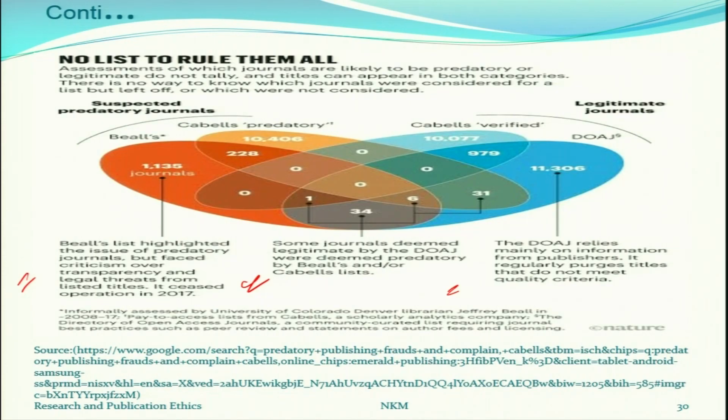Still, identifying some predatory journals is really difficult. Assessment is difficult because some journals which are not predatory by DOAJ assessment are predatory by Beall's criteria, or they are predatory in Cabell's analytics. So scholars need really serious training in identifying predatory journal publishing.